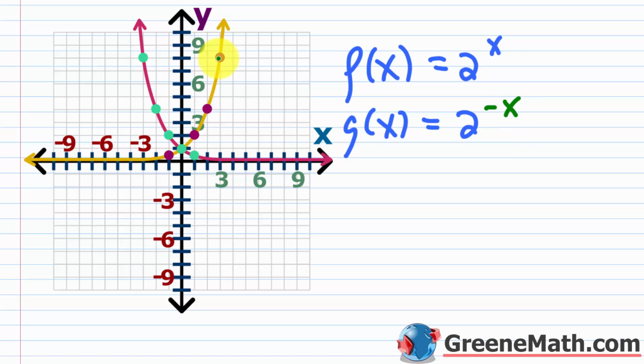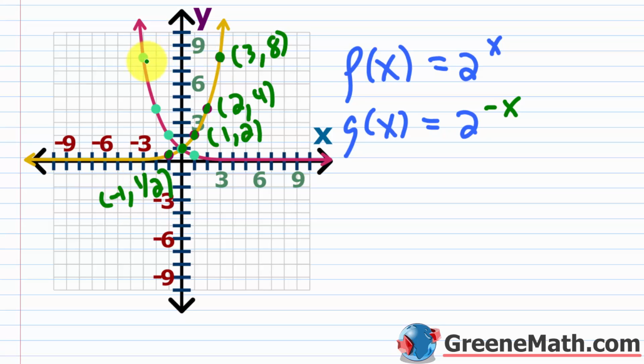So we already know these points because we already graphed this before. So you have this 3, 8. You have this 2, 4. You have this down here, which is 1, 2. And then over here, you have this point here, which is 0, 1. That's going to be on both of them. And then lastly, you have this one, which is going to be -1, 1/2.